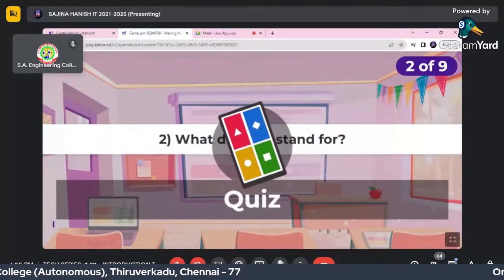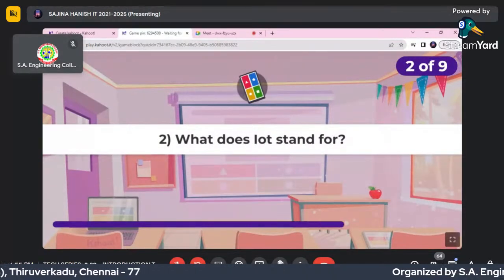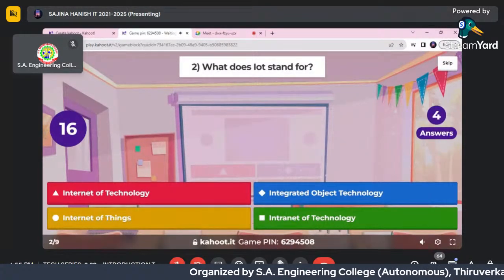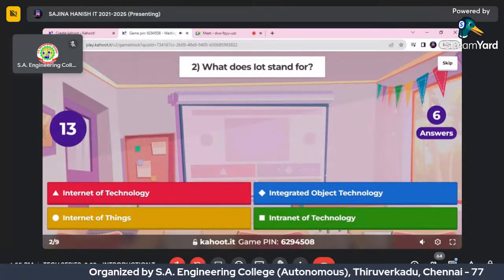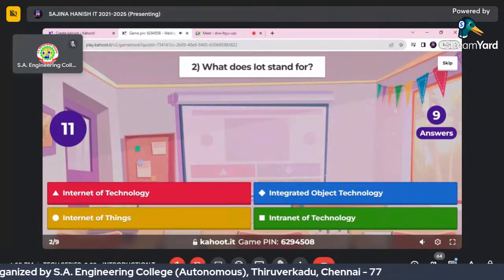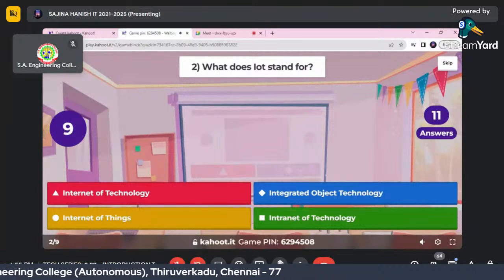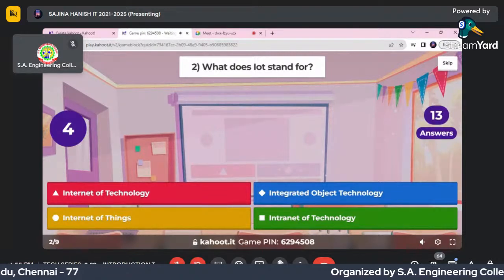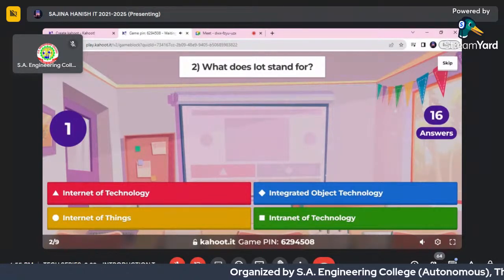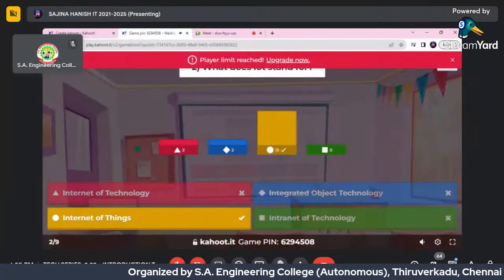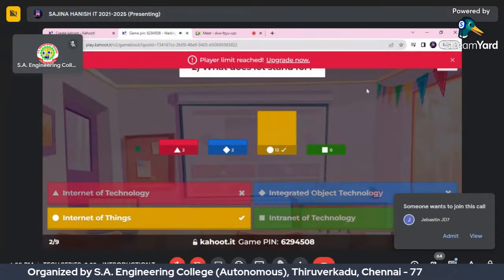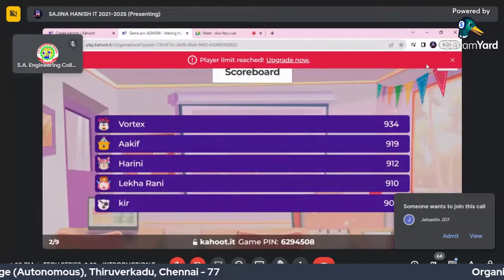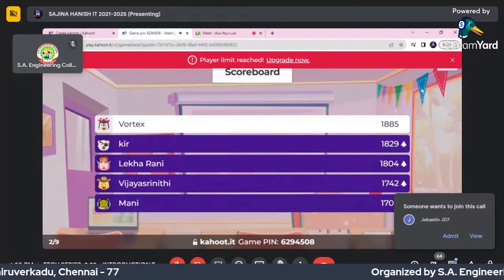Now, second question: what does IoT stand for? Internet of Technology, Integrated Object Technology, Internet of Things, Intranet of Technology. I repeat the question again: what does IoT stand for? Okay, we got no right answers again. Vortex still in the first place.